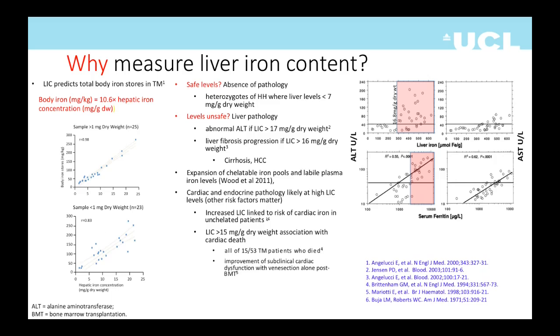When LIC is increased, the chelatable iron pools are also up, as is labile plasma iron, which then links LIC to extra hepatic pathology in the heart and in the endocrine tissue. And for example, we know from pre-chelation era that increased LIC was linked to cardiac iron in unchelated patients, and also to cardiac death if LIC was over 15.